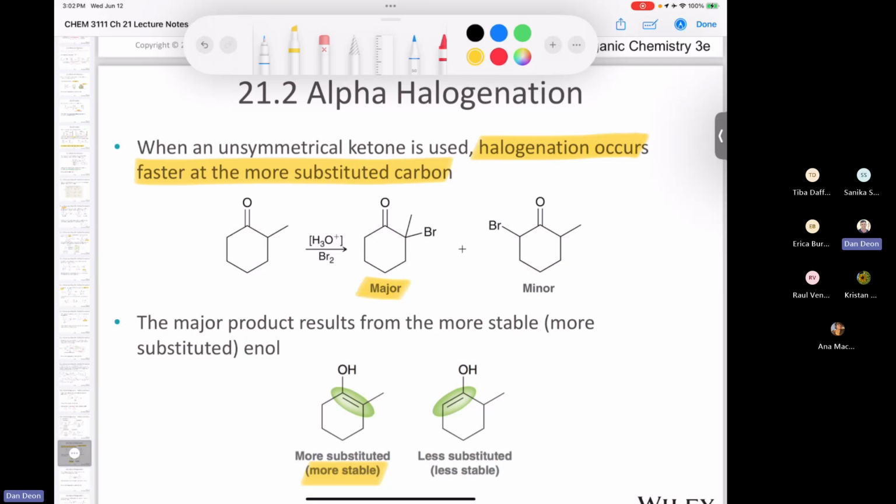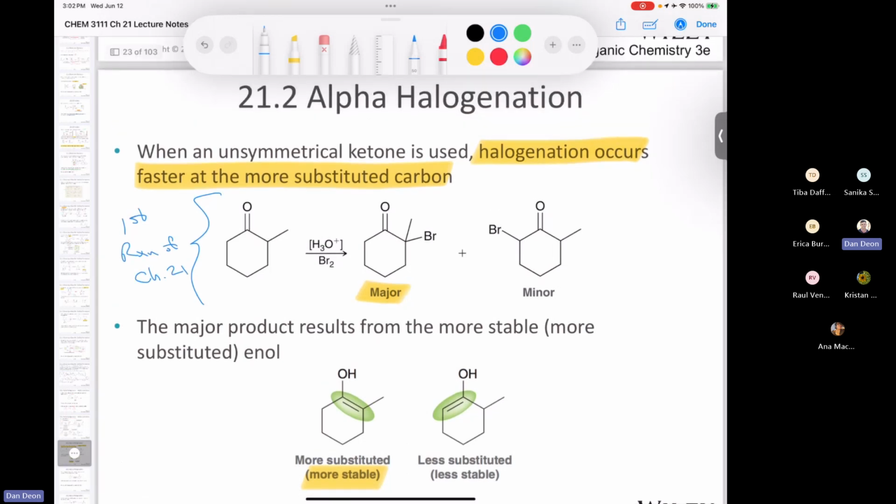Okay, alpha halogenation. So this is literally what is shown right here. This is like your first reaction in this whole chapter. So first reaction of chapter 21. First new kind of reaction that we cover. However, you can actually spruce the conditions up, right? What do chemists do? They can't help themselves. They'll take a product and they'll just throw other things in and see what happens.